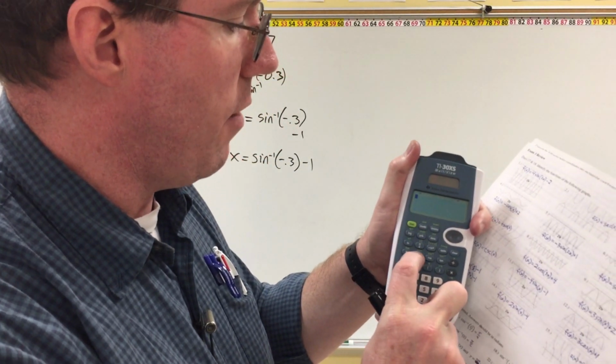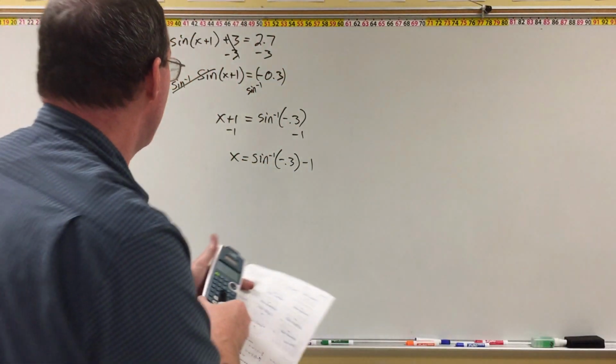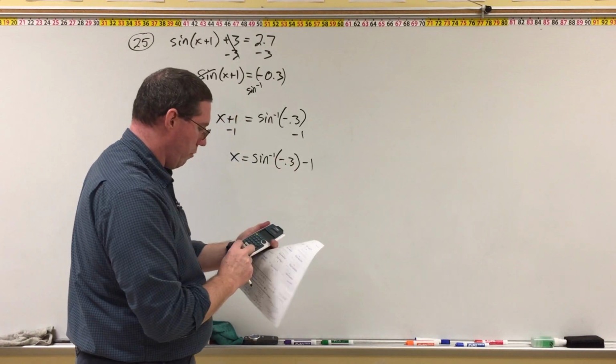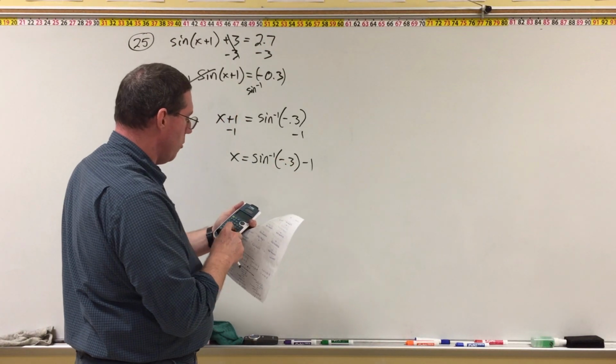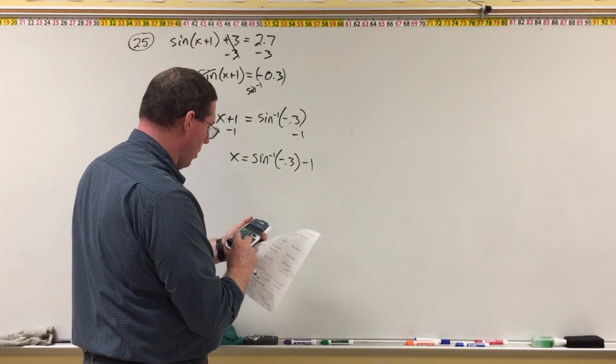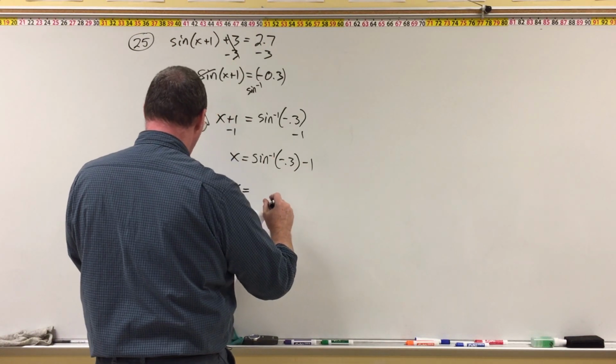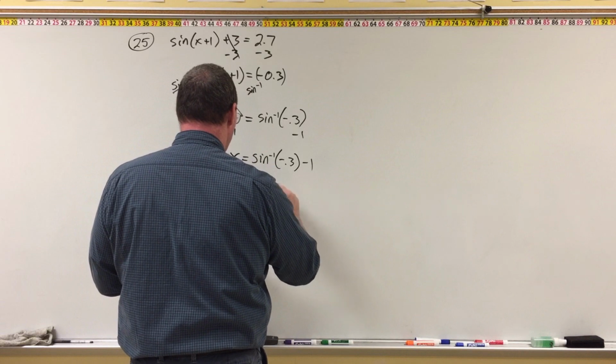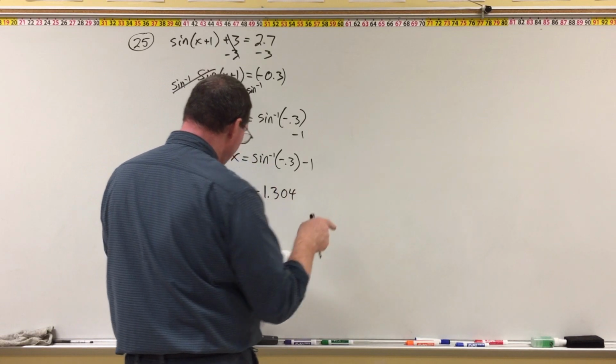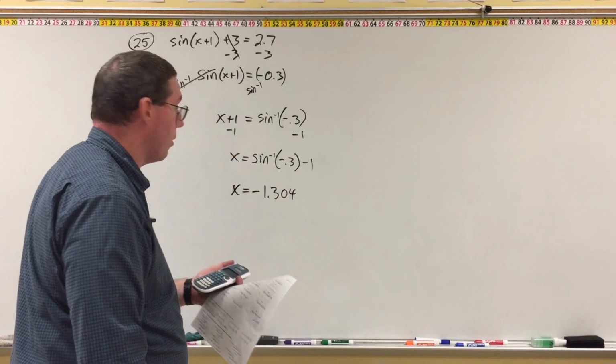So I have to hit second and then sine, and I get sine inverse. Then I'm going to key in negative 0.3, then close the parenthesis, then I'm going to put minus 1, and my answer is x equals negative 1.304. If you round it to the nearest, it would be negative 1.305.